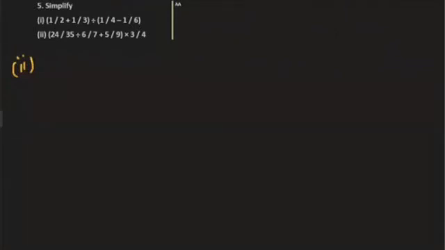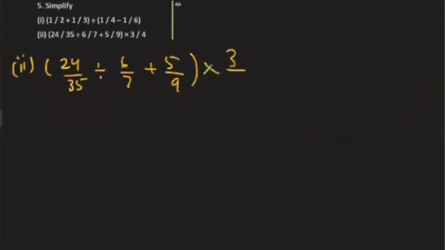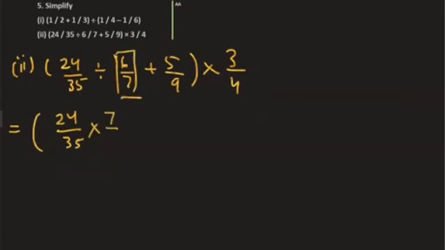Okay, on daily basis. So now 24 upon 35 divided by 6 upon 7, and then plus 5 upon 9 multiply 3 upon 4. So first write 24 upon 35, then change the sign of divide into multiply and reciprocate this fraction. Write 7 upon 6 plus 5 upon 9 multiply 3 upon 4.